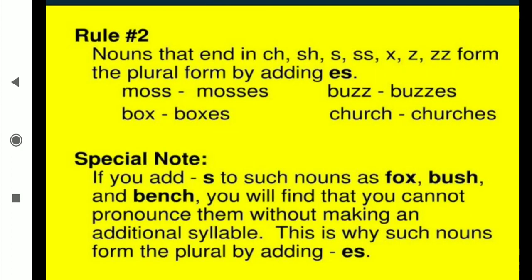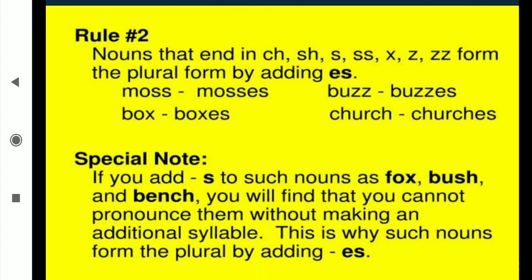Now what is the second rule? Nouns that end in ch, s, ss, x, z, or zz form the plural by adding es at the end of the word. If these endings come, ch, s, ss, x, z, zz, then we join es, not only s, but es.